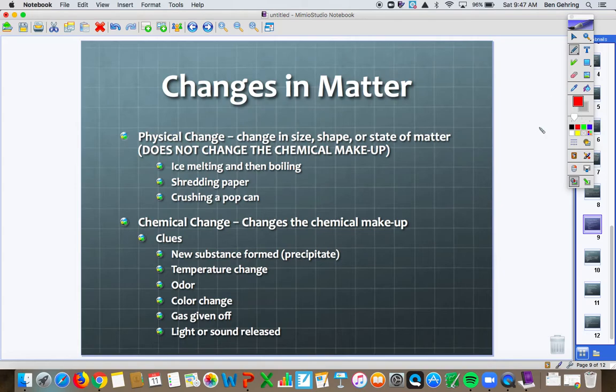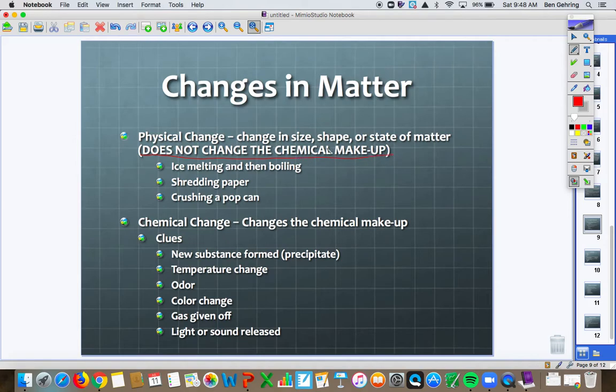So we have different kinds of matter, and now we have changes to that matter. So if we have physical properties, we also have physical changes. A physical change is a change in size, shape, or state of matter. This does not change the chemical makeup of your substance. So this does not change what substance you're talking about.